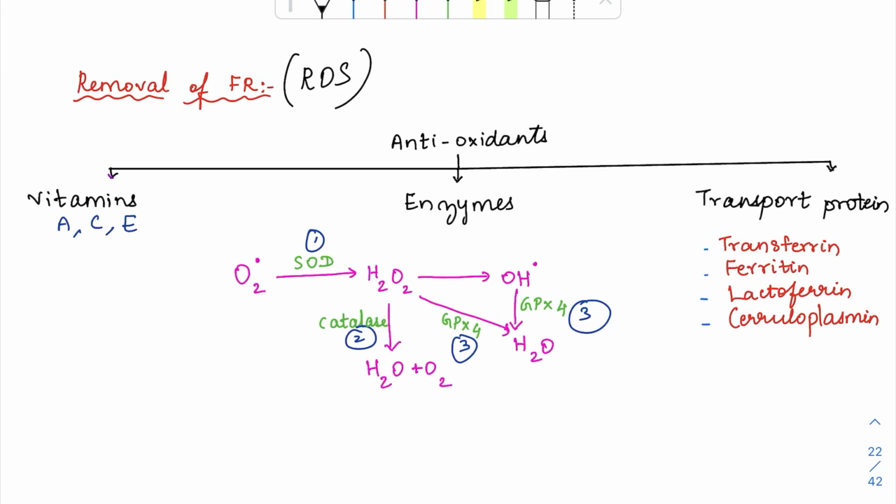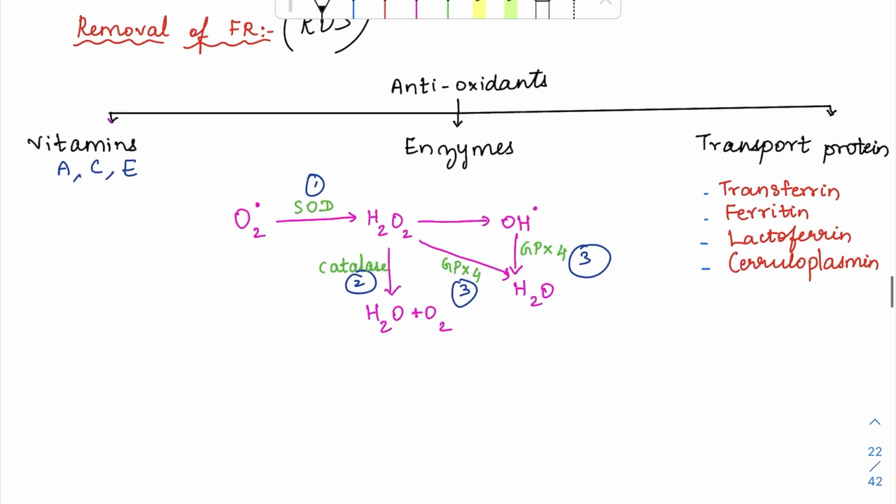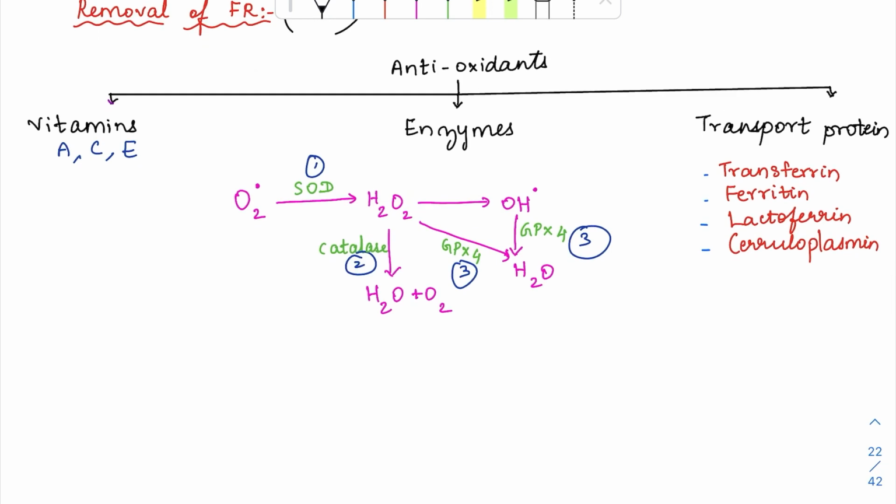Antioxidants are basically vitamins, enzymes and transport proteins. In vitamins, we have vitamin A, C, E, which are called antioxidants. That is why they ask us to eat lots of fruit, so that antioxidants are available which can remove these free radicals. Then in enzymes, we have three enzymes.